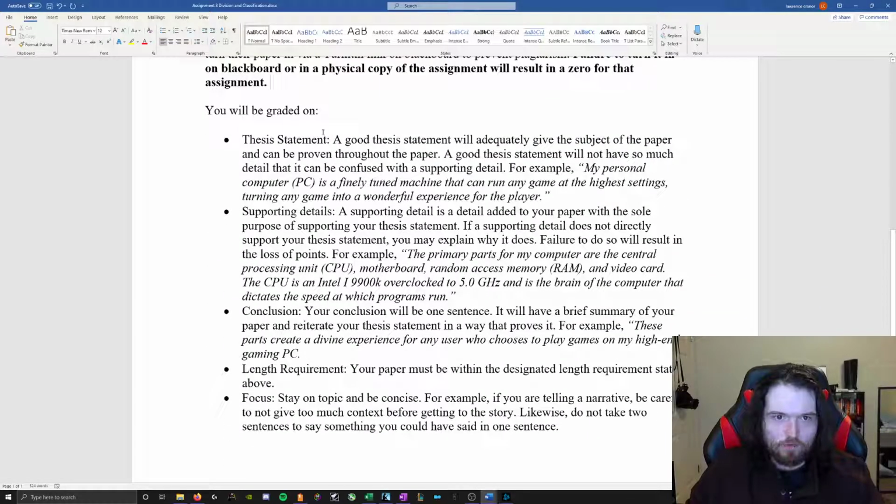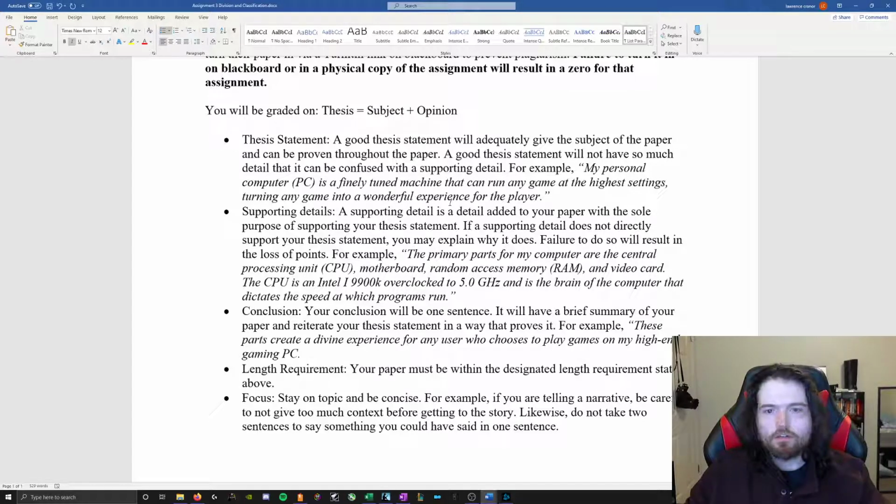Your thesis statement. You'll be graded on your thesis statement. A good thesis will adequately give the subject of the paper and can be proven throughout the paper. So, aka, your thesis will equal a subject plus an opinion. So, for example, my personal computer, PC, is a finely tuned machine that can run any game at the highest settings, turning any game into a wonderful experience for the player.